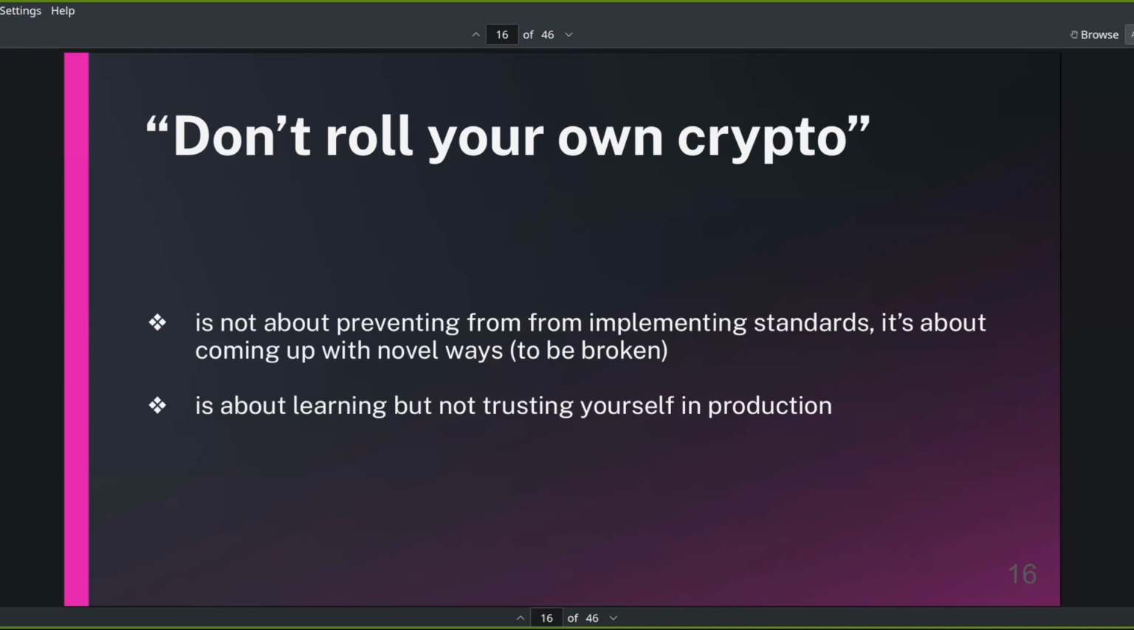It's also about, so you can learn by rolling your own crypto. You have to, otherwise in 10 years, there won't be any more cryptography engineers out there. But don't trust yourself in production. You need to have tests. You need to have fuzzing. You need to have auditors. You may need to have formally verified implementations. But do everything you can to learn, but don't trust yourself in production.